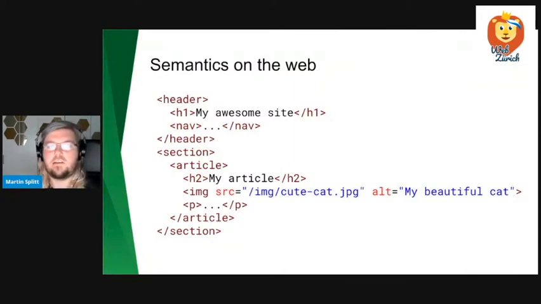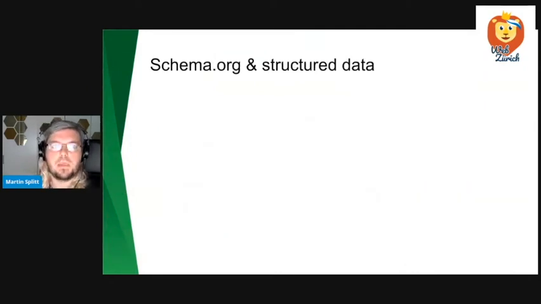Because here, there's a header, there's a navigation bar, there's a headline, there's another headline, there's an image, but is this an article? Is this a product? Is this a recipe? There's no information about what the content specifically is from a semantic point of view. And that's where structured data comes in.